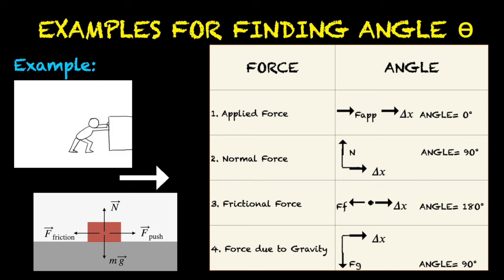Next one is the normal force. According to our free body diagram, normal force acts straight up and the displacement acts to the right. And the angle being created between these two forces is angle of 90 degrees.